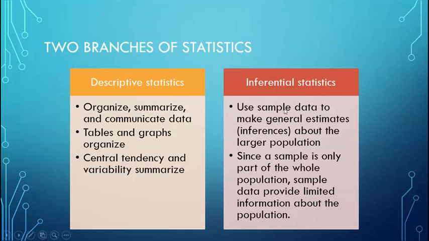So we use our sample data, the data we gather from a small group of individuals, to make estimates or inferences about the larger population. And these are things like t-tests, z-tests, ANOVA, correlation. Those are the tests we'll be talking about.